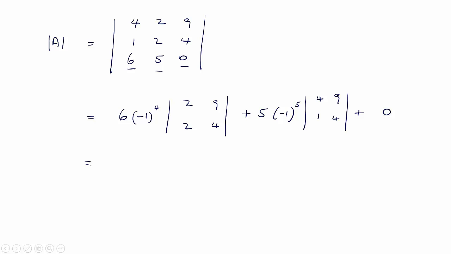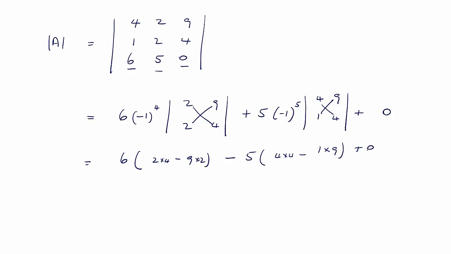In those calculations, 1 to the power 4 is 1, so we'll have 6 times 2 by 4 minus 9 by 2. We look at the sign here, we've got minus 1 to the power 5, so it'll be a minus 5 times 4 by 4 minus 1 by 9 plus 0. Multiplying that out, we'll get minus 60 minus 35 is equal to minus 95.